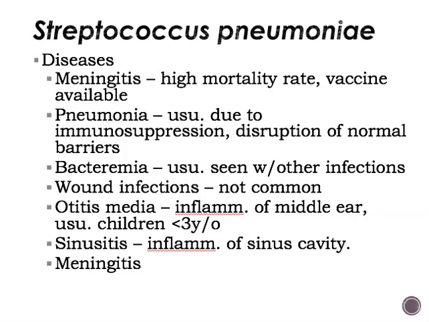It's the most common cause of bacterial pneumonia, causing 95% of all bacterial pneumonias, generally not a primary infection. It's usually due to immunosuppression in individuals who have strep pneumo present in their nasopharynx, and their immune systems just are not able to fight it off. Bacteremia often occurs simultaneously with other serious infections. Wound infections: this is not a common organism to recover from wounds.